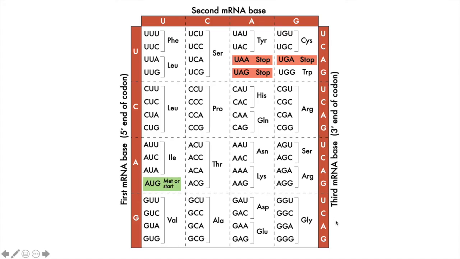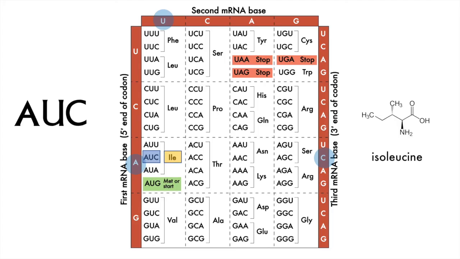So, for example, if we wanted to know what the triplet AUC encodes, we look on the left edge for A. There it is. Then along the top for U, and then over on the right edge to C, and we could find AUC, which encodes for the amino acid ILE, which is biochemistry shorthand for isoleucine. Notice that there are 2 other codons that encode isoleucine, AUU and AUA. That is the redundancy feature.